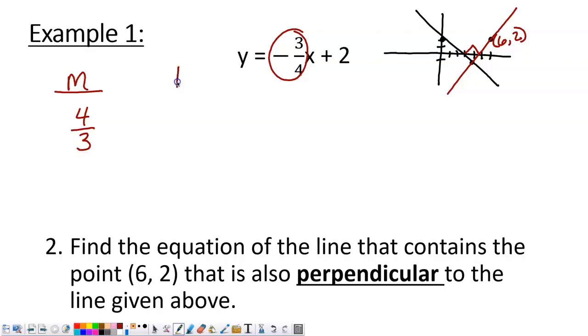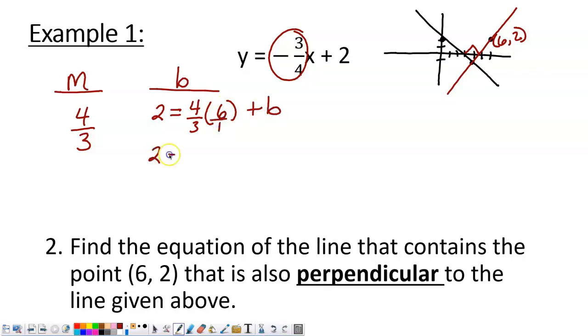After that, there really is nothing new. The rest of the problem is the same. So we're going to plug in our y value. We're going to plug in our slope. We're going to plug in our x. I think I plugged those in. Wrong number there. I think that's supposed to be a 6, actually. And then we solve for b.